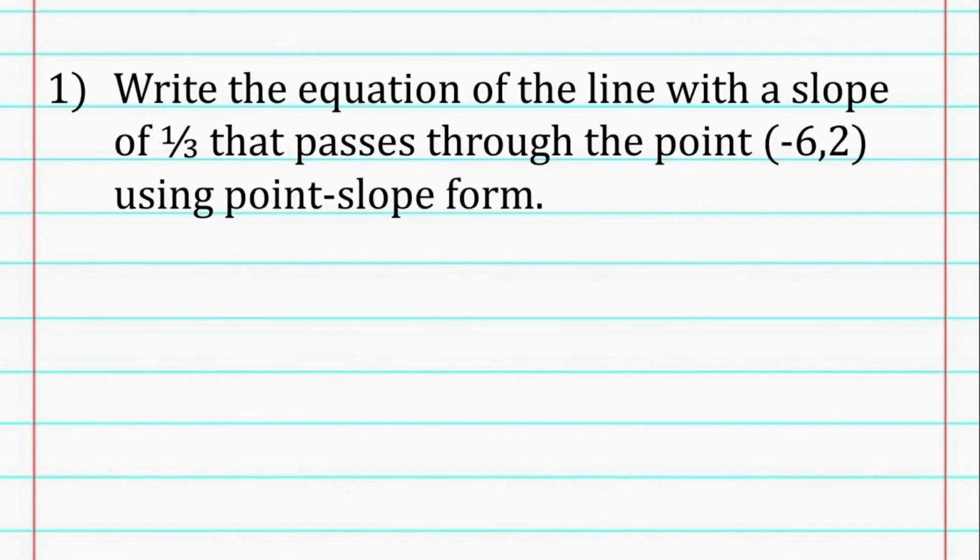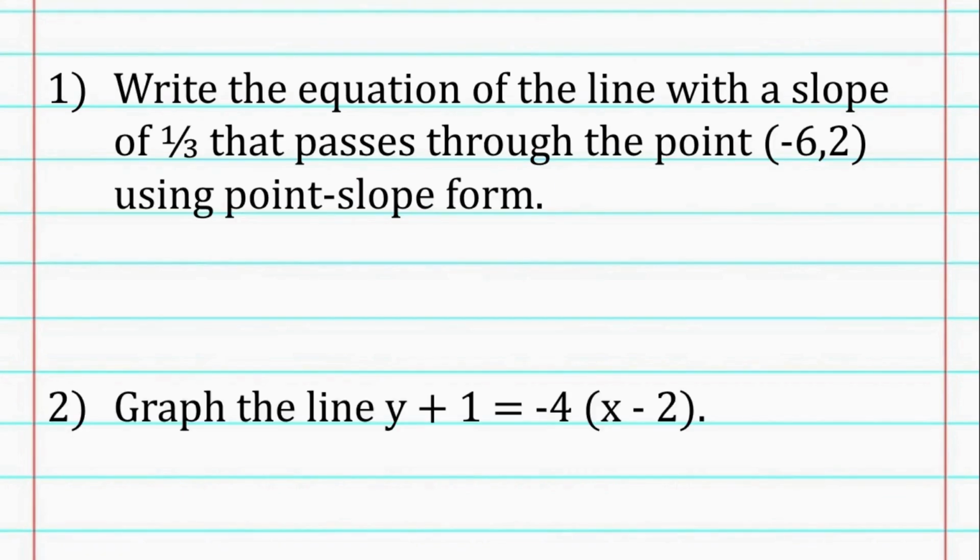Cool. Now here are some problems for you to try. Write the equation of the line with a slope of 1/3 that passes through the point negative 6, 2 using point slope form. Once you finish that, try this one. Graph the line y plus 1 equals negative 4 times quantity x minus 2, and resist the temptation to turn that into y equals mx plus b. Try both of these problems, pause the video, and unpause when you have a solution to both. All right, I'll assume we're ready to continue.